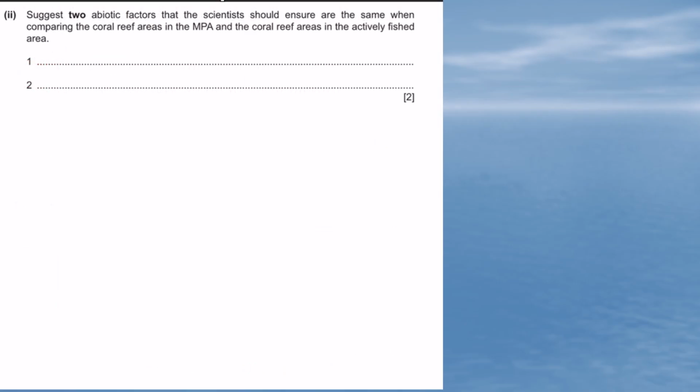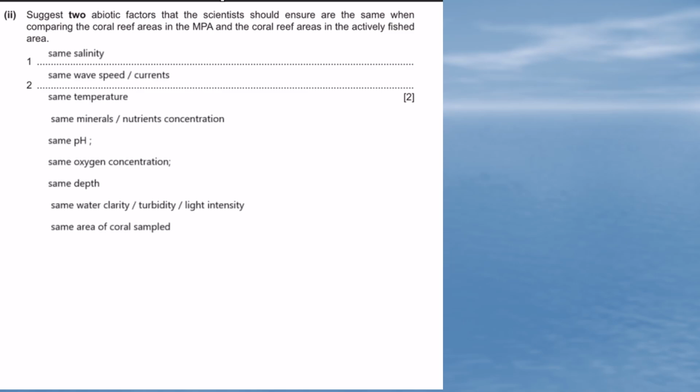And then we are asked to suggest 2 abiotic factors that the scientists should ensure are the same when comparing the coral reef areas in the MPAs and the coral areas in the actually fished areas. They just ask for 2. It's important, it's abiotic factors. And here we need to think about what are the issues, what are the things we can't control, because this is not done in the lab, this is done out in the ocean. And there are quite many.